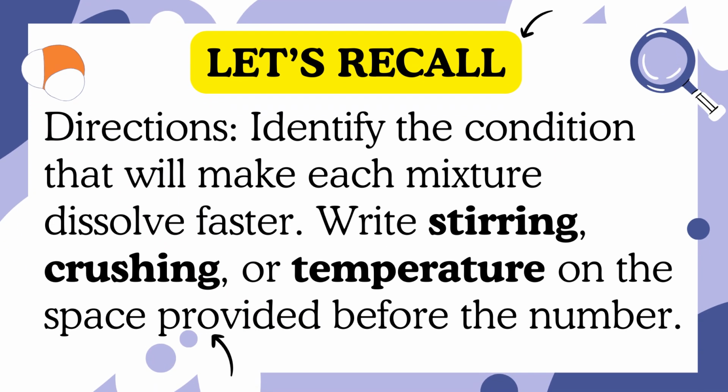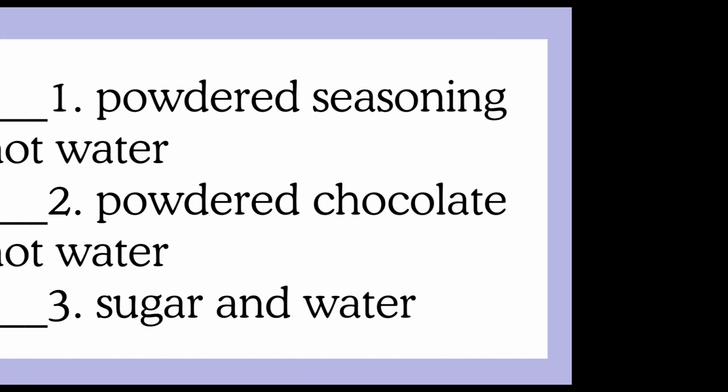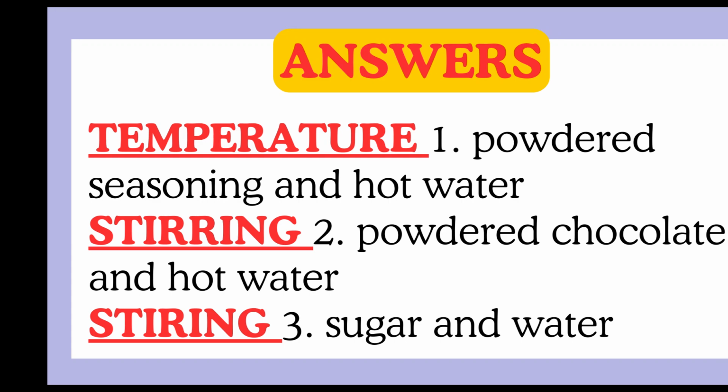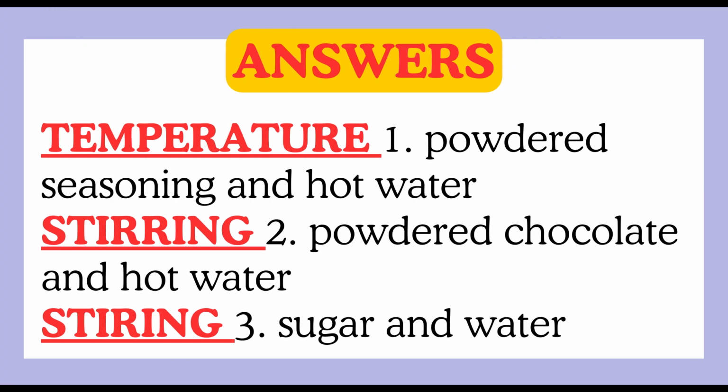Let's recall. Directions: identify the condition that will make each mixture dissolve faster. Write stirring, crushing, or temperature on the space provided before the number. Here are the answers. 1. Powdered seasoning and hot water. Answer: temperature. Increasing the temperature of the water will make the powdered seasoning dissolve faster.